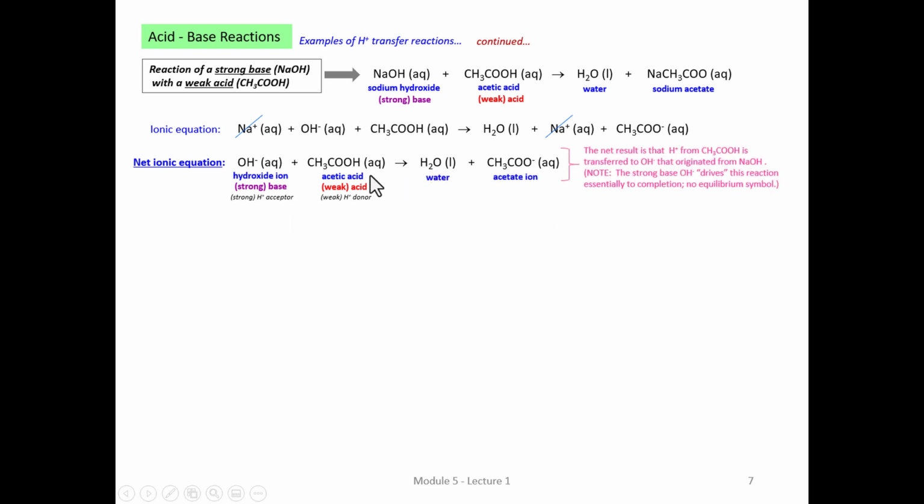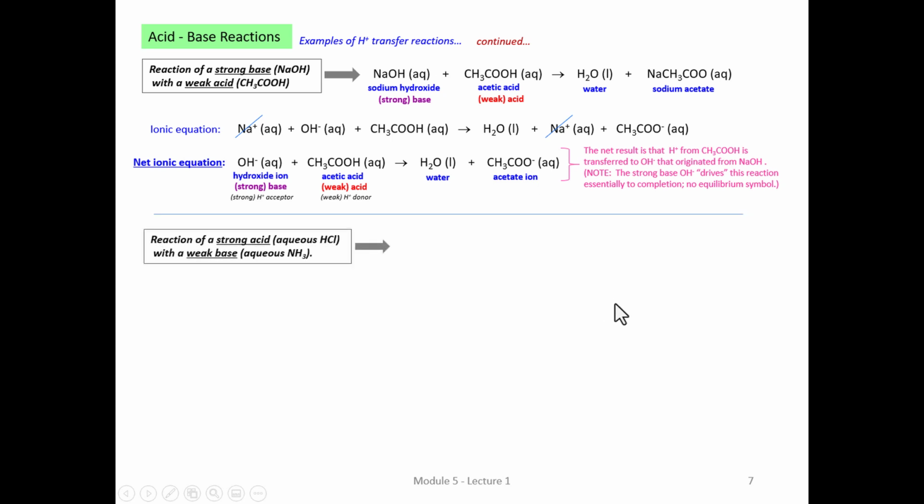And I want you to note that even though these are not both strong, the strong base drives this reaction to completion. So whether or not acetic acid wants to give up an H plus, because remember it's weak, the hydroxide ion or the sodium hydroxide drives this to completion and forces all of the acetic acid molecules to give up their H plus ions. So this reaction, strong base plus a weak acid, does go to completion.